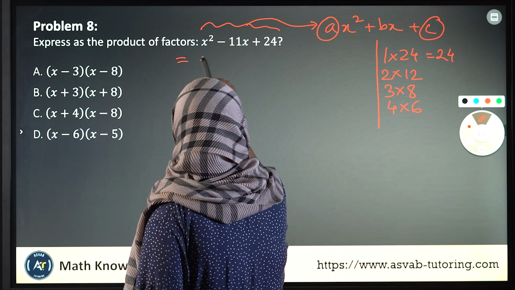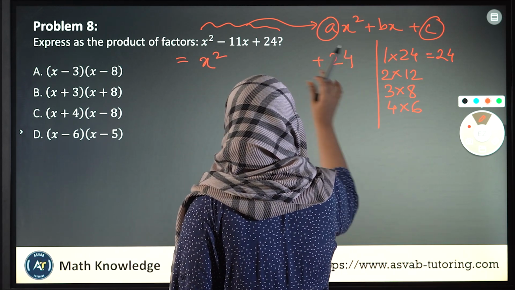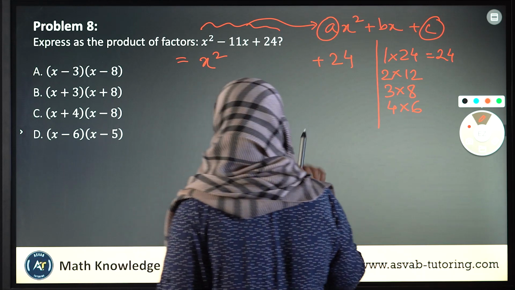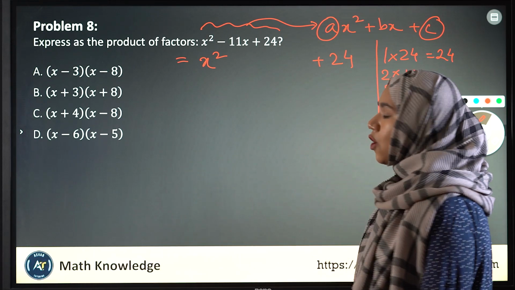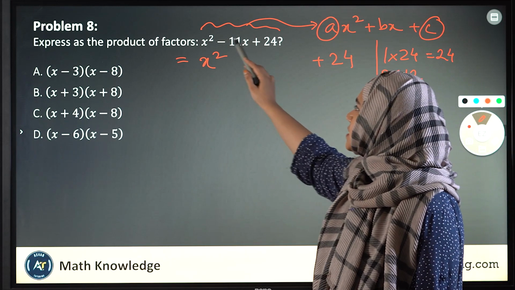So then what we do is we just put down the first term and the third term, and in the second term we put a gap. Why? Because now we need to add or subtract the factors that we have just figured out to get to the second term.